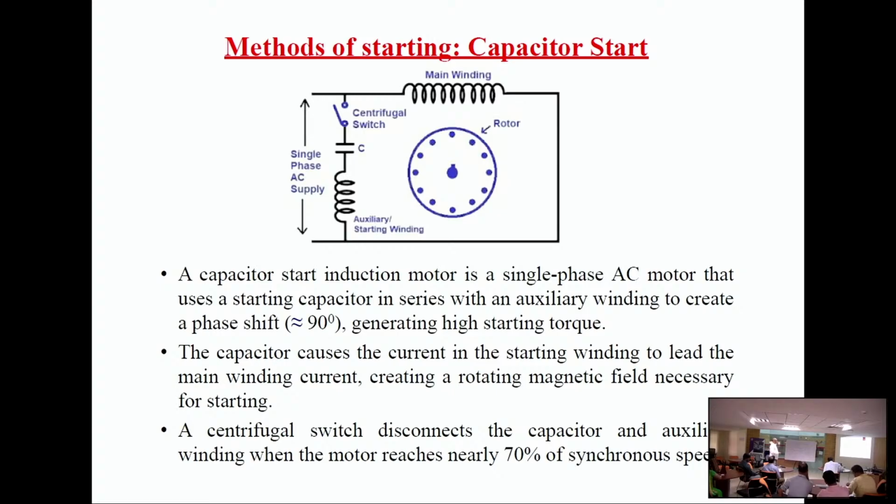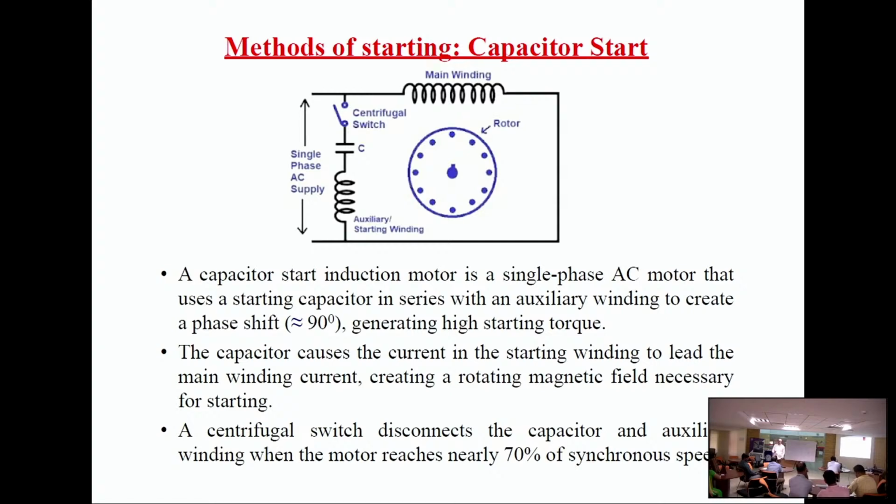So how to create the phase difference of 90 degrees? One way is the capacitor start. In this case there is the main winding and an auxiliary winding, and the capacitor is connected here, so that the current through this one and the current through this one will be close to 90 degrees apart. So this is known as a capacitor start induction motor.